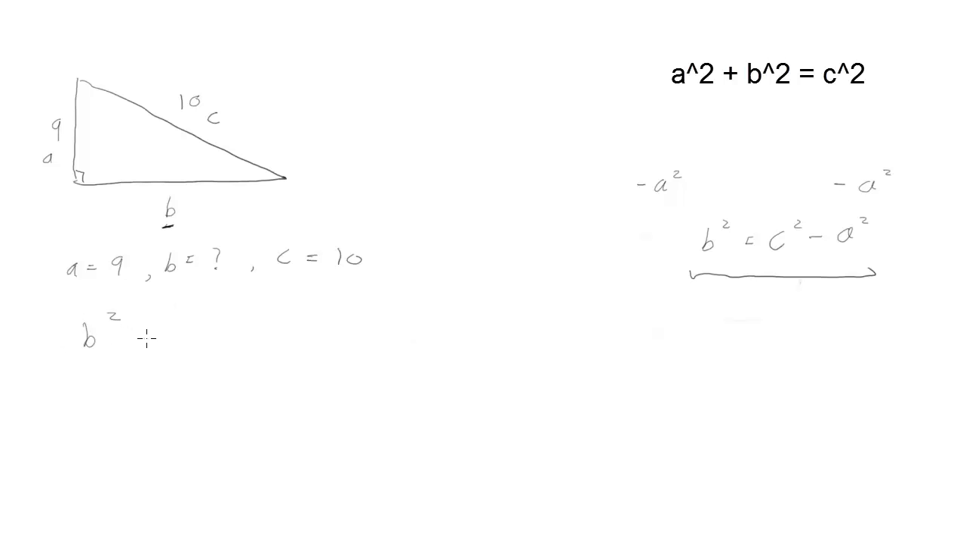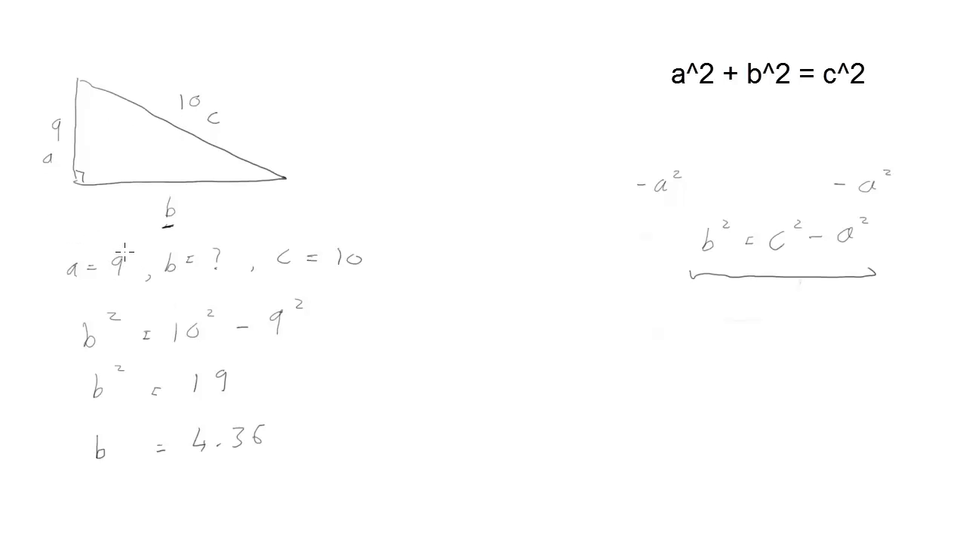B squared equals C squared, that's 10 squared, minus A squared, which is 9 squared. Put that into your calculator, and you get B squared equals 19. Now remember, just like always, we've got B squared here, but we just need B on its own. So what do we do? Well, we square root it. And what is the square root of 19? Well, rounded, that's 4.36. And that's it. We found a side of our triangle when we knew the longest side and another side.